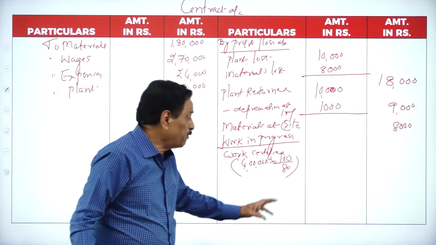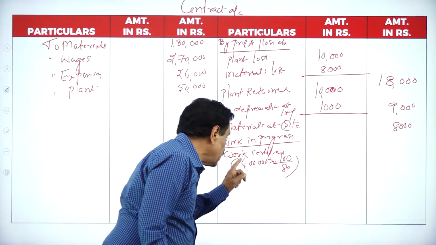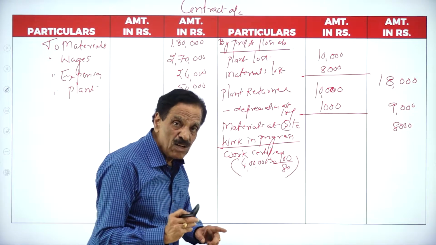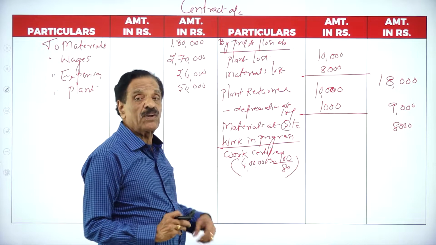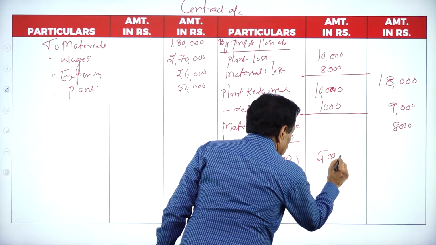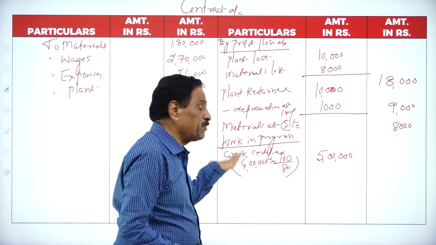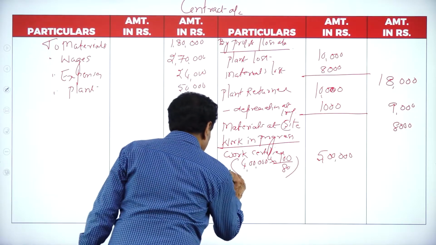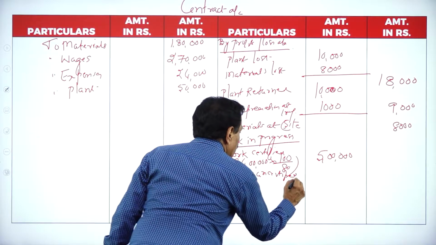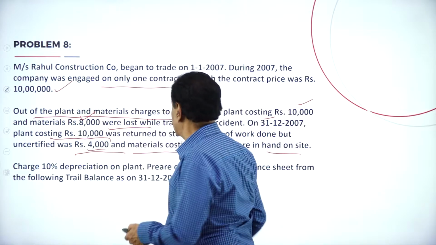What do you mean by that? If 80 is the cash received, work certified is how much? 100 rupees. If the cash received is 4 lakh, what would have been the work certified? Your work certified is 5 lakh. On the 5 lakh, 20% means 1 lakh gone. How much left over? 4 lakh. Same answer. Work uncertified. What's the work not certified? See that? Work of 4,000 was uncertified.